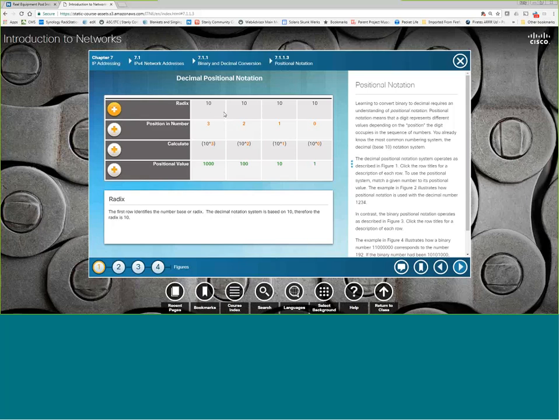Mine do anyway. But this is how we look at our base 10 numbering system. And we have a base 10 numbering system because we have 10 fingers. If we had 6 fingers, we'd probably have a base 6 numbering system.